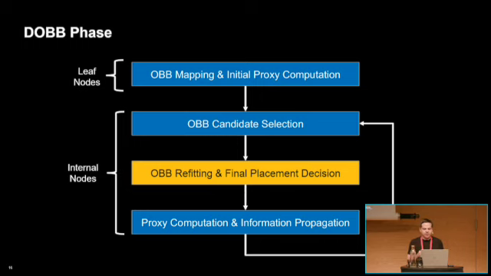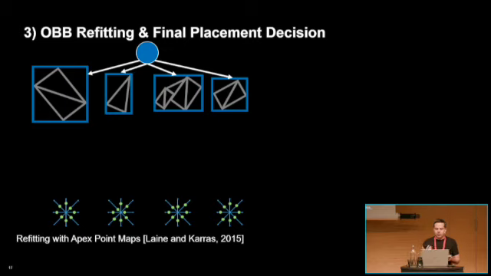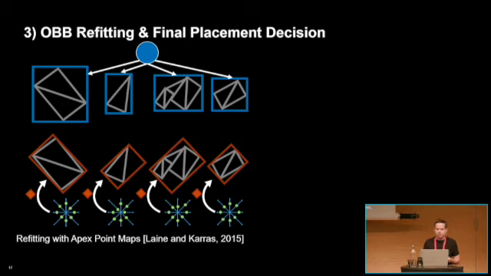Now, once we have the candidate, we do the refit step. So what we do is we take the proxies and we treat those as apex point maps. I refer to the paper if someone is interested in the explanation. I have some slides. But basically, the intention is that if your rotation axis is not aligned with the KDOP, we are able to create a conservative bounding box based on that, and then create the final OBB bounds based on the rotation that we picked.